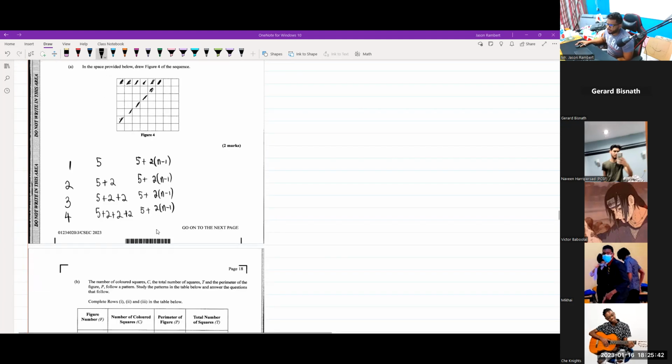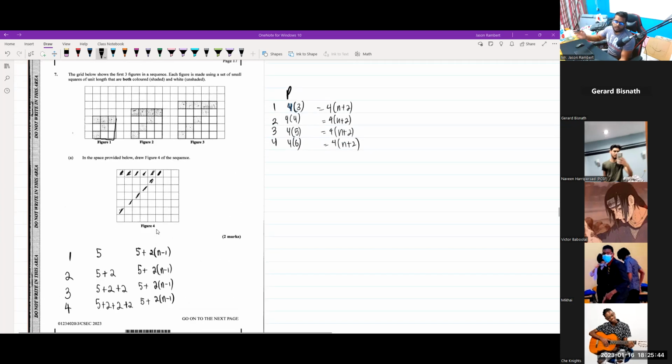And the last one, total number of squares. This one will be the area, which we were just doing, right? Total number of squares for figures 1, 2, 3, and 4: the first one will be a 3 by 3, then a 4 by 4, then a 5 by 5, then a 6 by 6. And it will be n plus 2 squared.